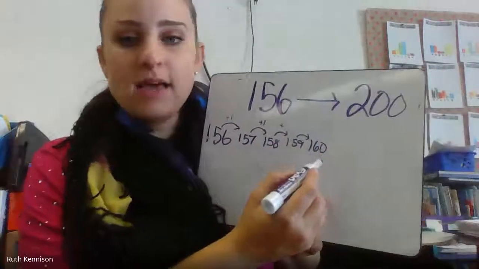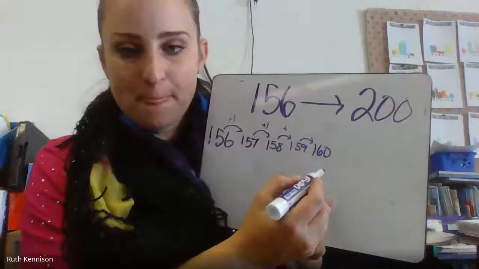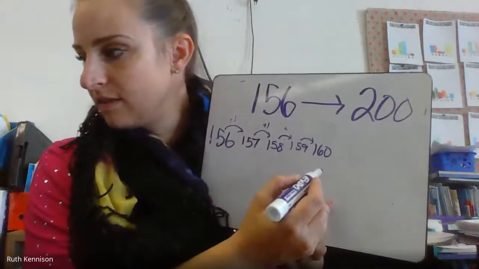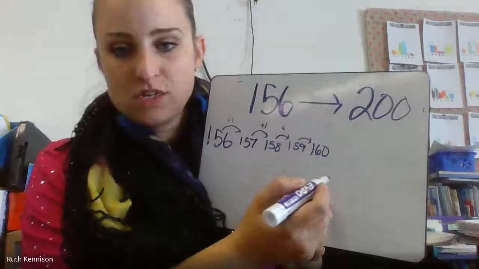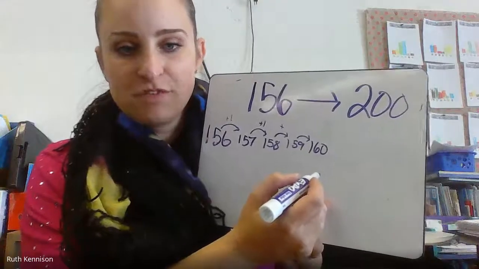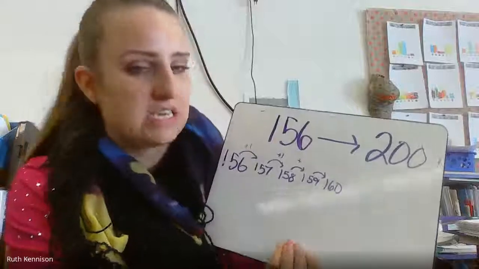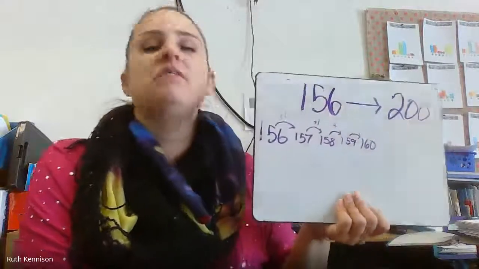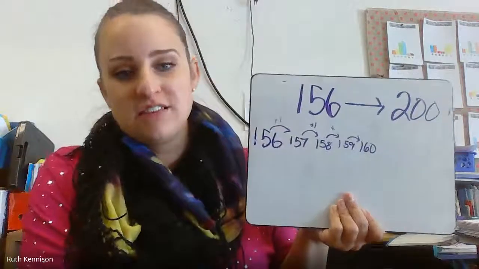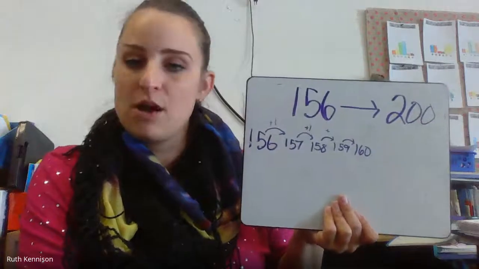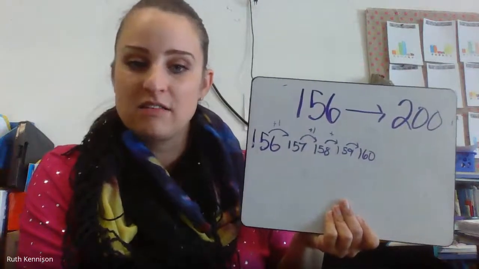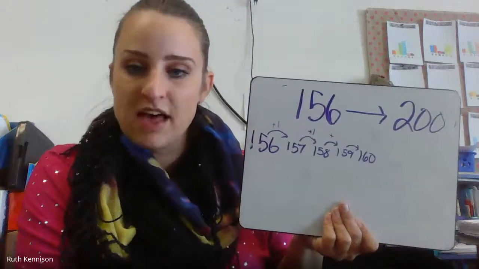Okay, so we're at 160. What do we need to do next? Sophia says we want to count by ones. Oh, that would take us forever to get to 200. 161, 162. What's a faster way? We don't want to count by fives. That's still going to take us a longer time. What's going to be a faster way?